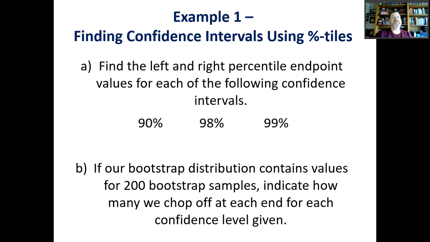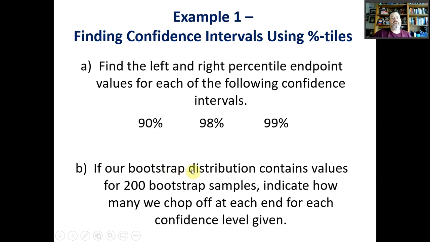All right, so let's find some confidence intervals using percentiles. Find the left and right percentile endpoint values for each of the following confidence intervals. We just saw how to do a 95%, so let's talk about how to do a 90%, 98%, and 99%. We're going to do parts A and B for each of these intervals. Let's start with 90%. What are the left and right percentile endpoint values?